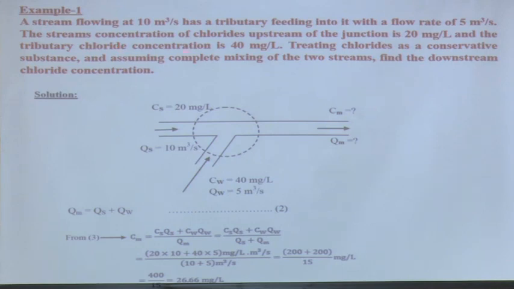The stream's concentration of chlorides upstream of the junction is 20 mg per liter. That means I have chloride with a concentration of 20 mg per liter, and the tributary chloride concentration is 40 mg per liter. Now, when you are disposing of that chloride, the environment people may come and say that you cannot throw it. Then you can do this calculation and show them that even if I am throwing it, my flow rate is very low. So, ultimately, what is the end result?